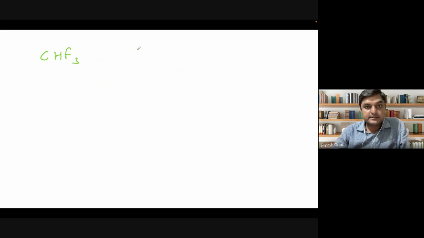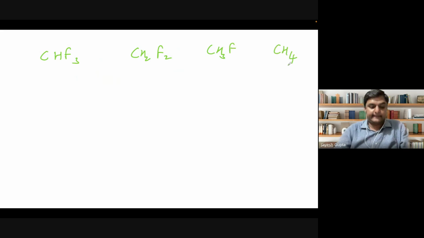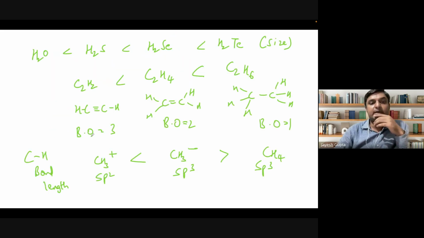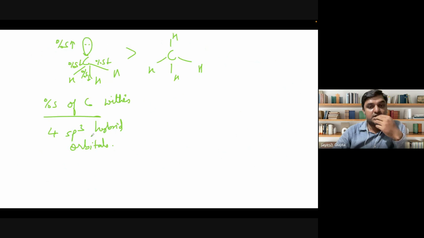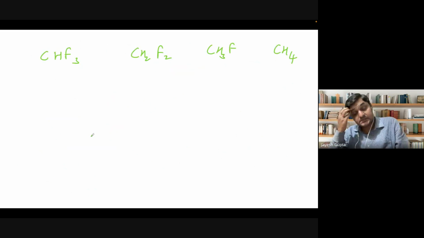CHF3, CH2F2, CH3F, and CH4. So here also, if I go by flow chart, they are same period, bond order is same, all single bond. The atoms are also the same, there is no difference. All the atoms are same. If all the atoms are same, percentage S you have to see here. Now here what is varying? The number of fluorine atoms.